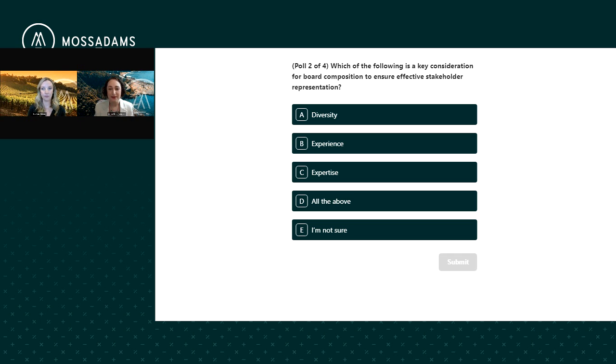Absolutely. Here we are at poll number 2. Which of the following is a key consideration for board composition to ensure effective stakeholder representation? A, diversity, B, experience, C, expertise, D, all of the above, E, I'm not sure.